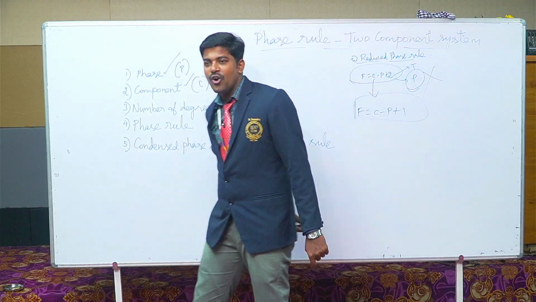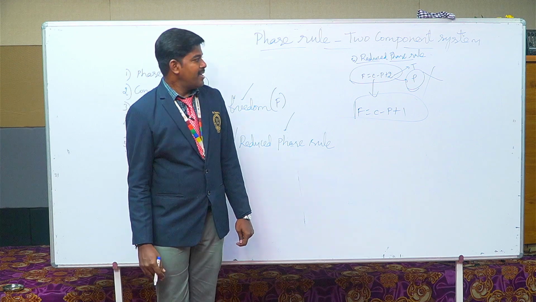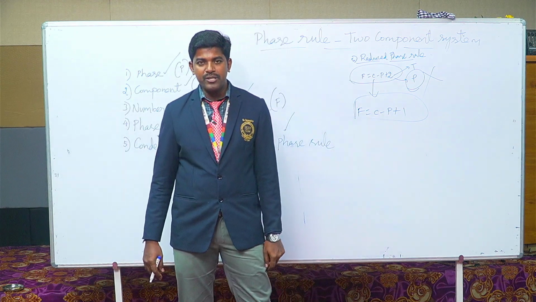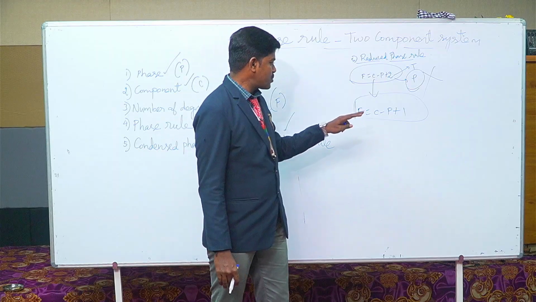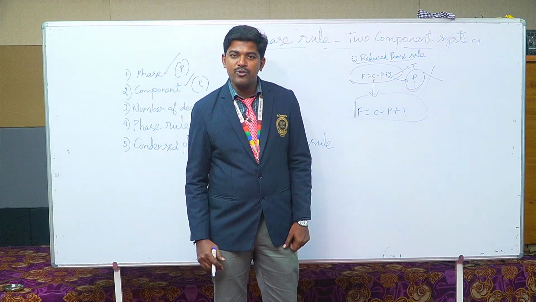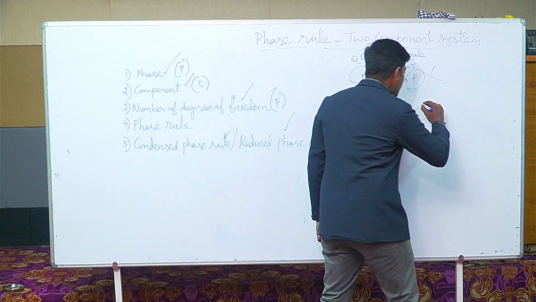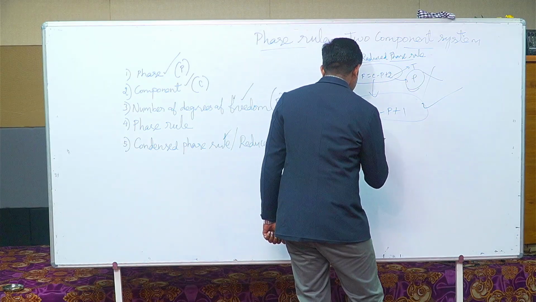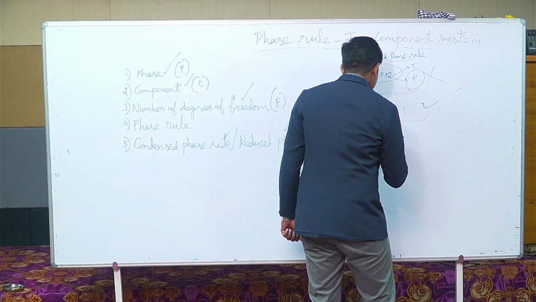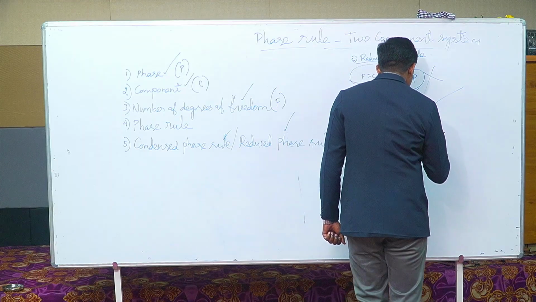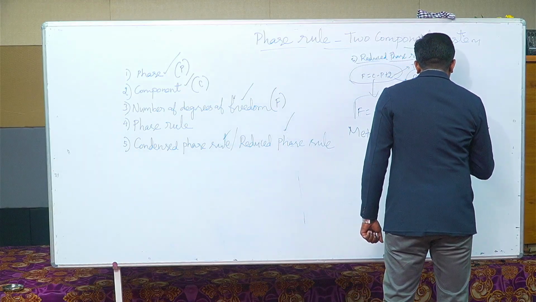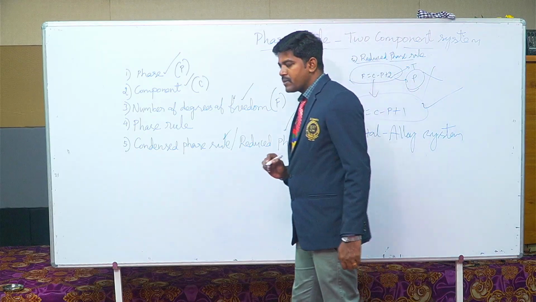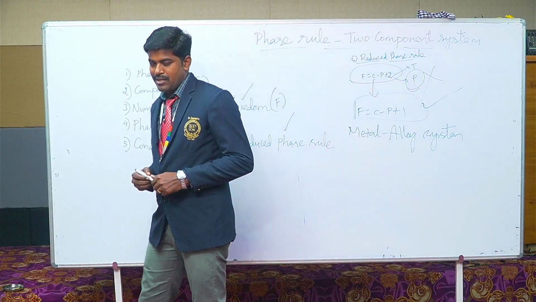And this is called the reduced phase rule. F equal to C minus P plus 2 means the normal phase rule, that is the regular phase rule. F equal to C minus P plus 1 means the reduced phase rule. And this formula is applicable for all metal alloy systems, which we are going to discuss now.